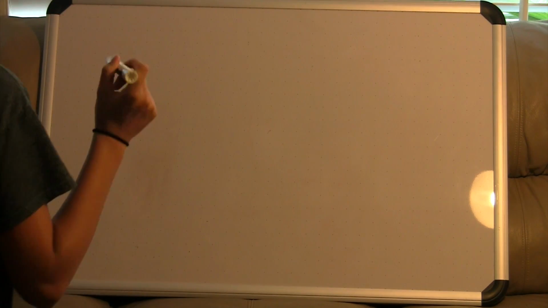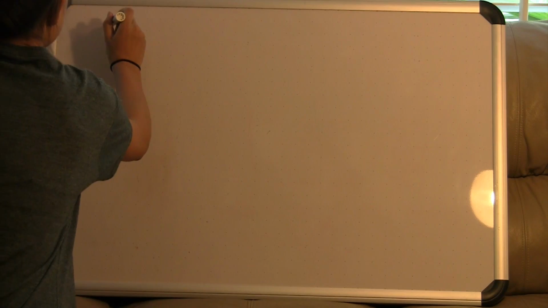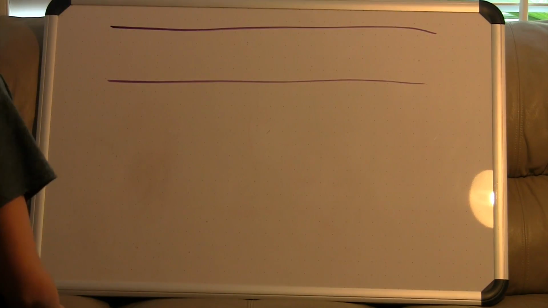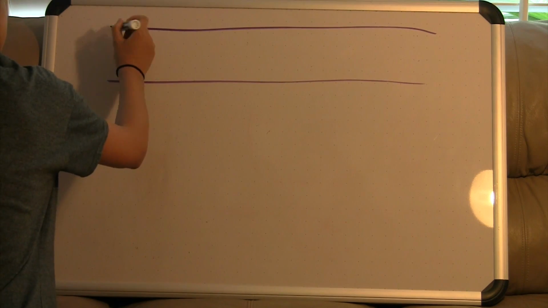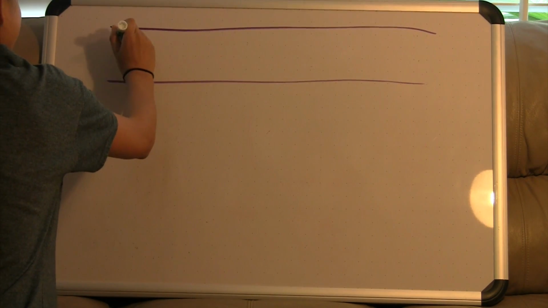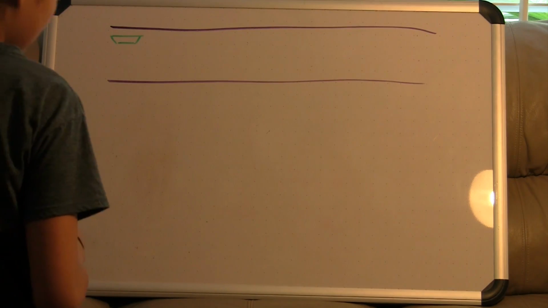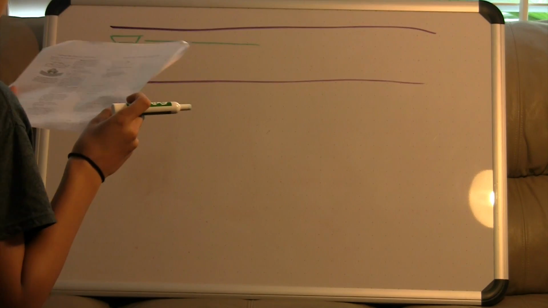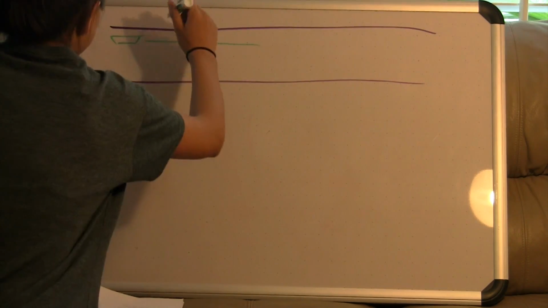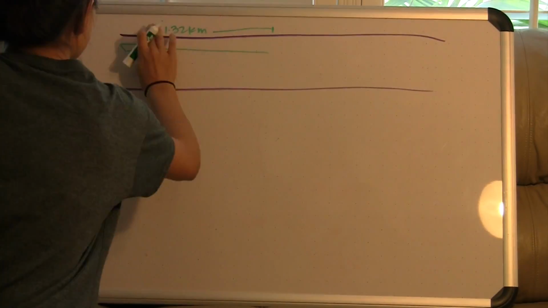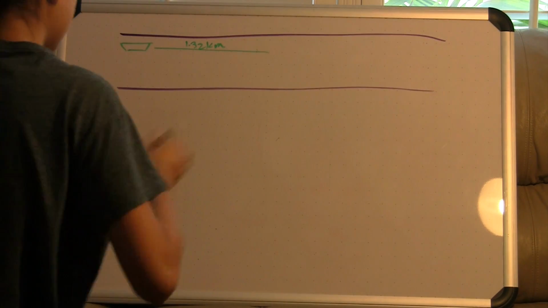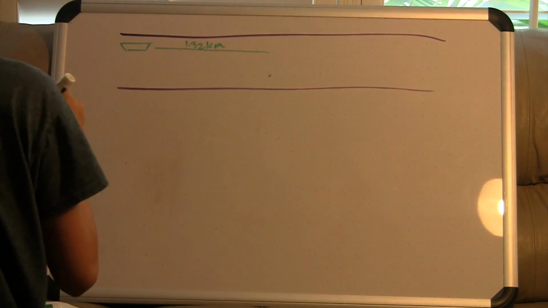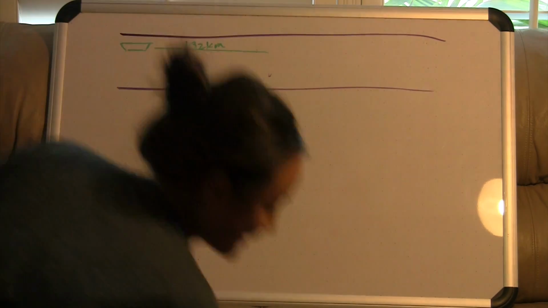So, let's say this is the river, and then we have our boat right here. So it travels upstream for 1.32 kilometers. And then it sees a log. Whoops, wrong color. Where's the brown pen?